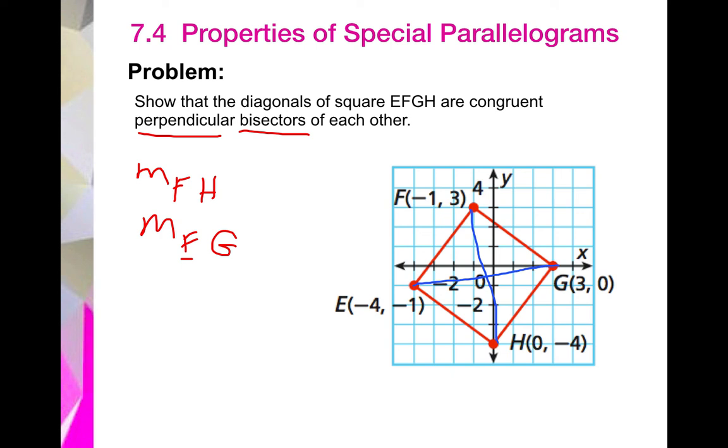Another thing we want to show is that they bisect each other, and the way you would figure that out is to use the midpoint. So you would find the midpoint from F to H, and the midpoint from E to G. Once you have those two, they should be the exact same point. If they have perpendicular slopes and the same midpoint, then this should be a square.